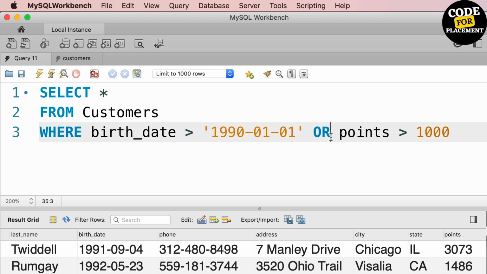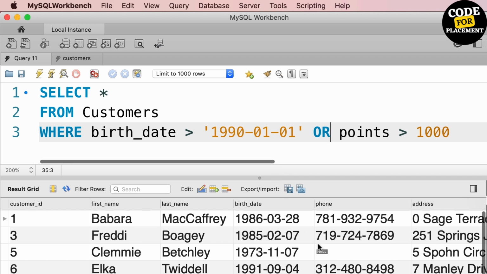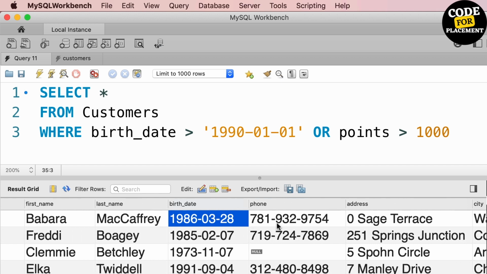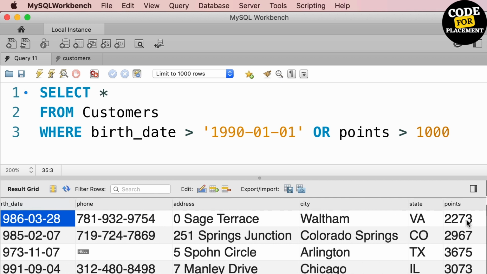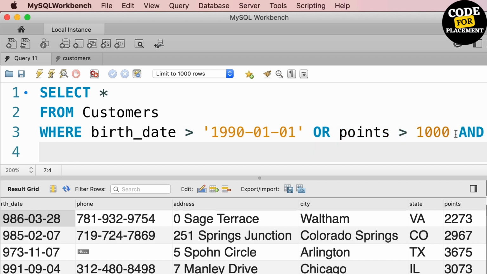If I put OR, there are two conditions, right? One is birth date, another is points. If any one of them is satisfied, that is what my output is going to give. That's the major difference between OR and AND. So you can see my birth date is satisfied or my points are satisfied. The first result you can see points are satisfied. It also has both. So if both are satisfied, it will give you the output, or if any one of them is satisfied, it will give you the output. So this is the major difference between OR and AND.